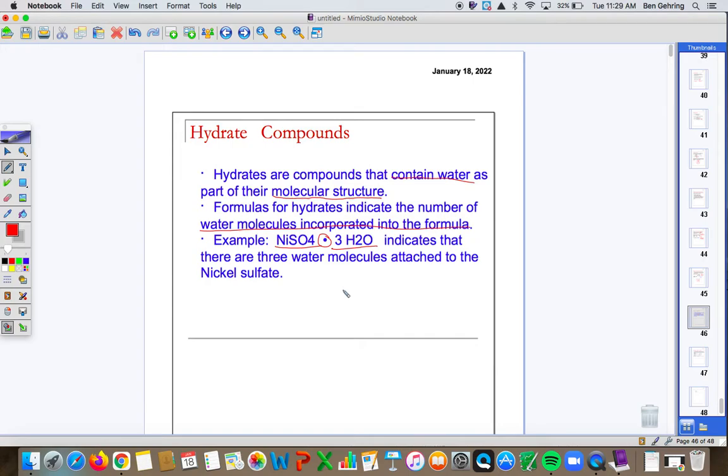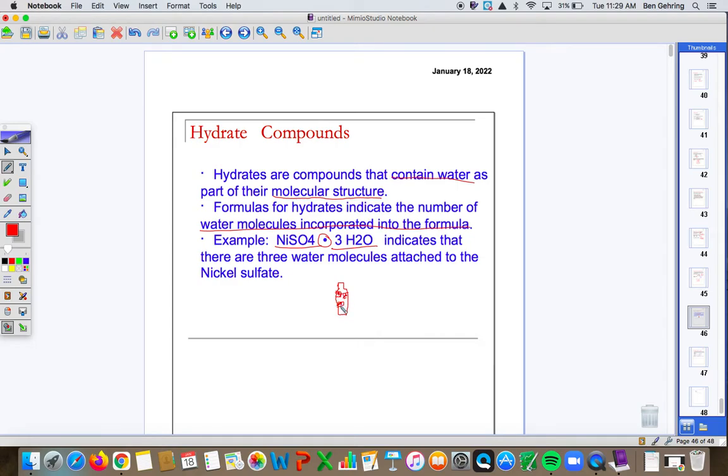Okay, so I always show my class a water bottle. And so ignoring my lack of artistic ability, I have a water bottle, and on it I put these sticky notes. The water bottle itself would be your nickel(II) sulfate, and the trihydrate is going to be these 3 sticky notes here.